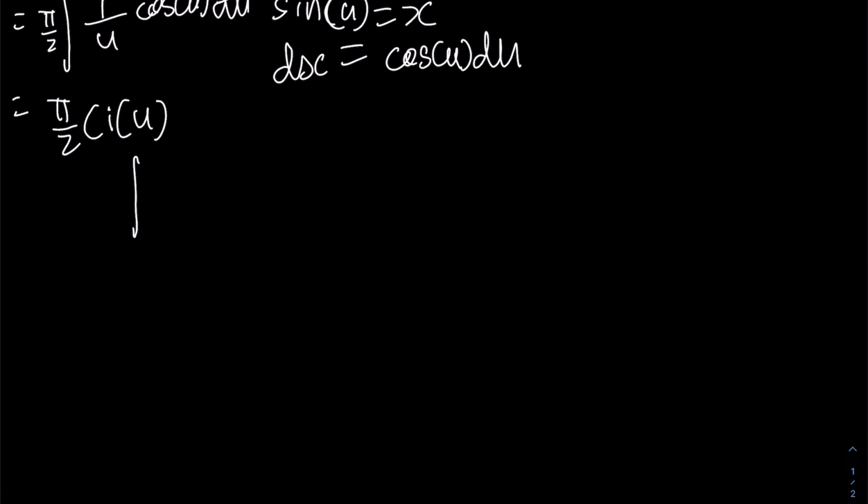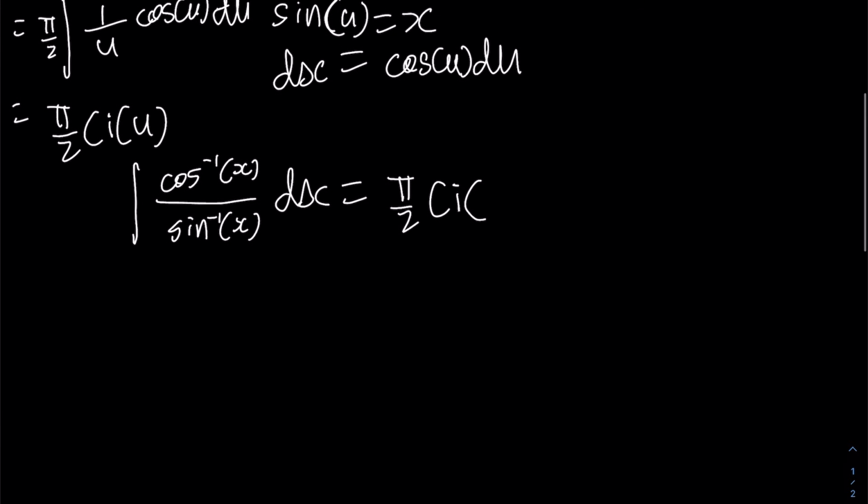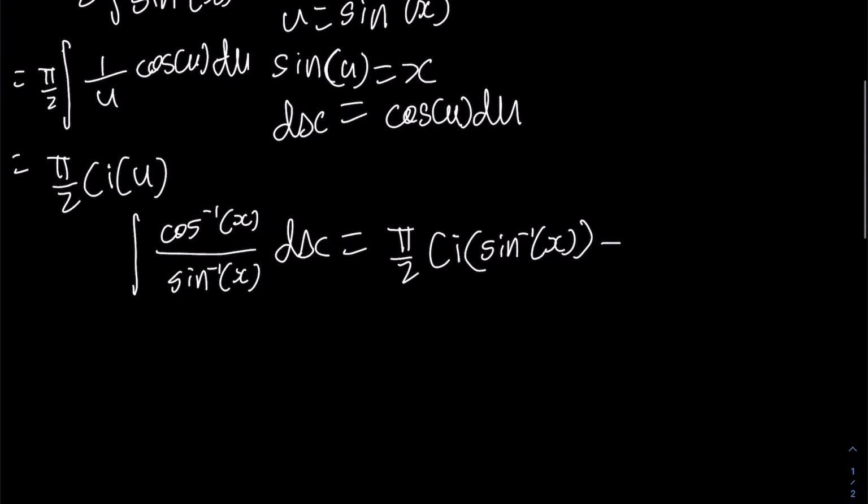So we can write the final integral here. We have the integral of the inverse cosine of x over the inverse sine of x dx. Well, that's just going to be equal to pi over 2 times the Ci of u, which is the inverse sine of x, and then minus, and then the integral of 1, of course, was x.